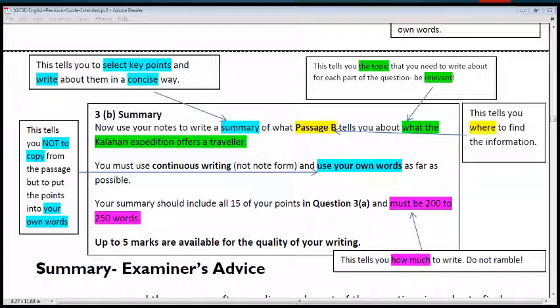If you do that, we'll get to what that will do to you later on in the presentation. And it tells you how much you need to write, 200 to 250 words. Please do not ramble. 200 to 250 words in a 23-line page, which is what I assume the examination paper looks like, should be up to 15 lines. Please do not ramble.